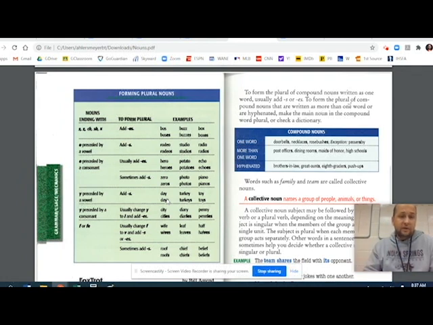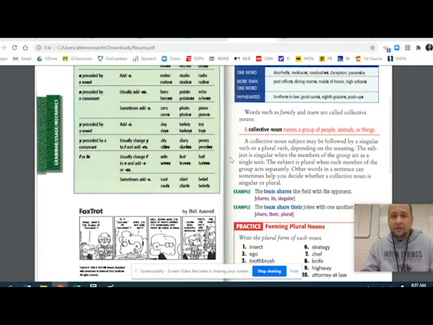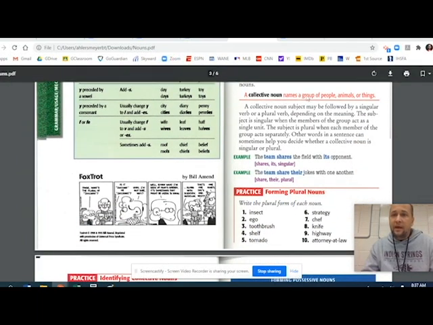But then why do we change the Y in city or diary or penny and make it IES? So look at this side by side there. When Y is preceded by a vowel, you just add an S. Y preceded by a consonant, that's when you drop the Y and put IES. Again, a lot of little rules, but if you can find some similarities between them, it makes a little bit more sense. Now, a collective noun, as we were talking about, names a group of people, animals, or things.